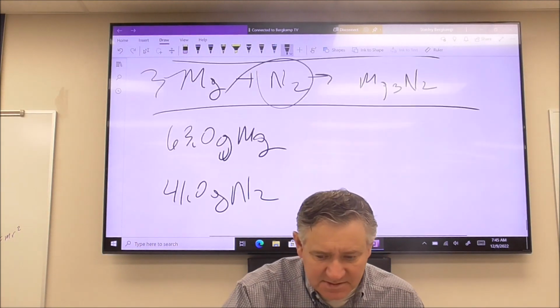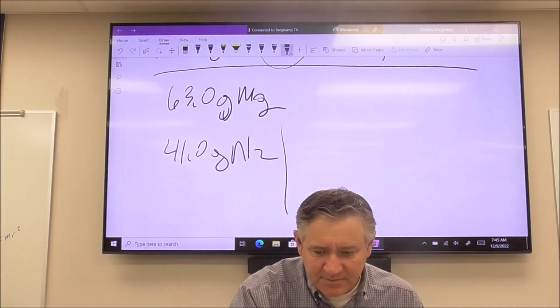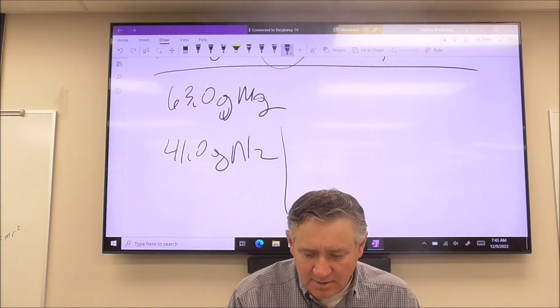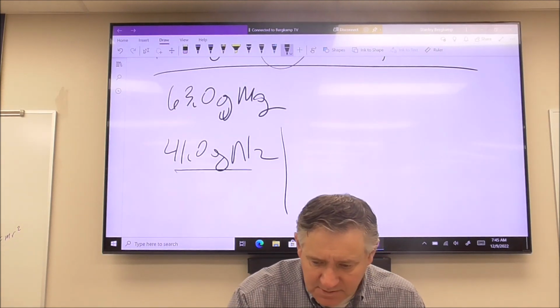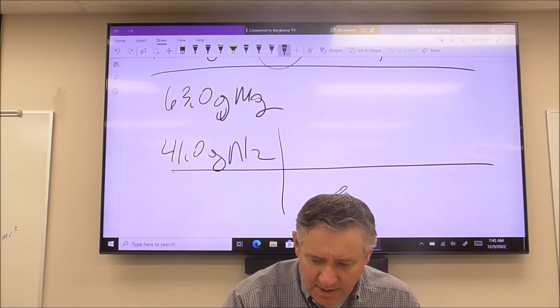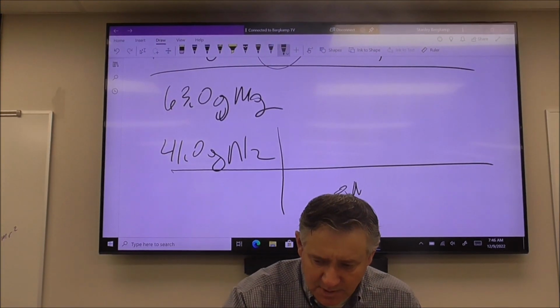Now, here's a common mistake that I've seen on some of your papers. You have 41 grams of N2. So, you've got grams of N2, you're going to put grams of N2 here.